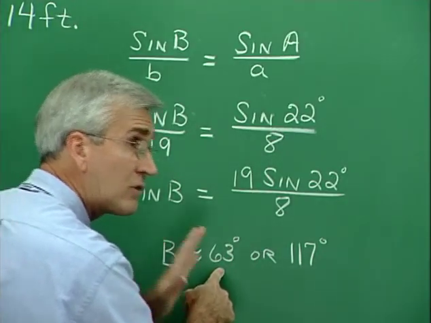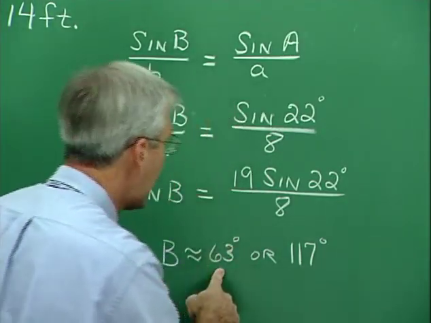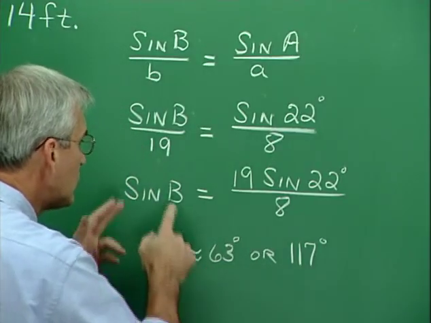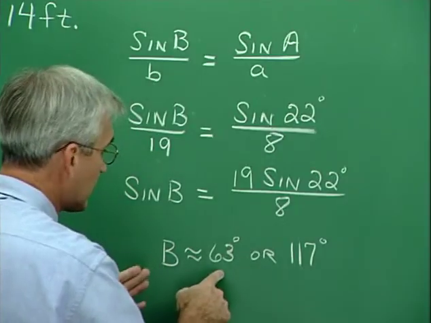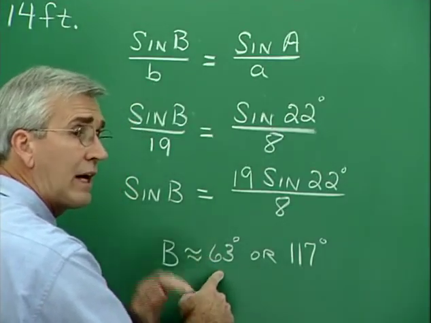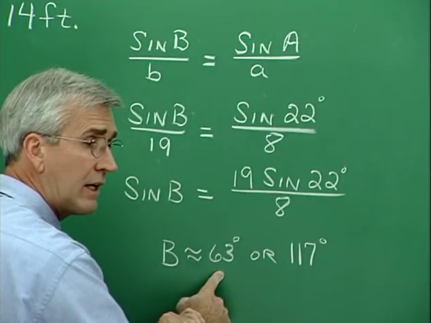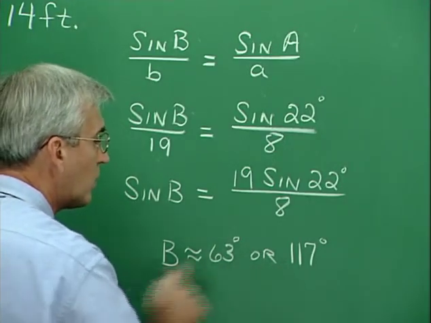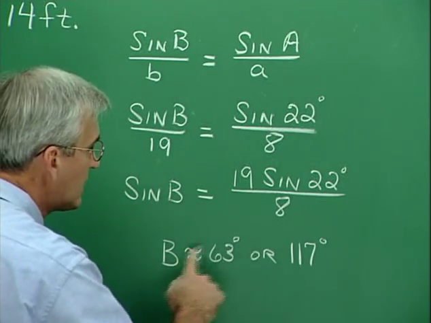But in the last section we came to realize that there are a couple of angles whose sine would be this. There's one that's acute and there's one that's obtuse. And that obtuse one lies in the second quadrant, and it is the supplement of this one. So you take 180 and subtract this and you get 117. Now which one is it?